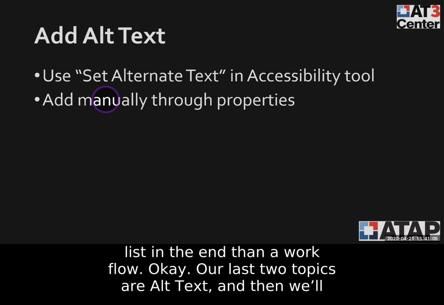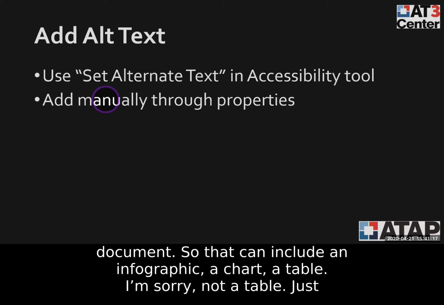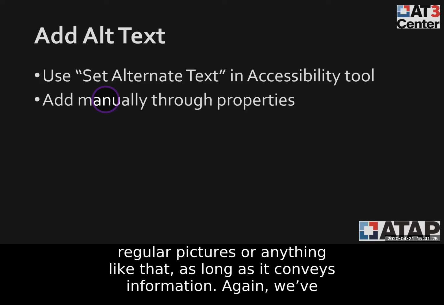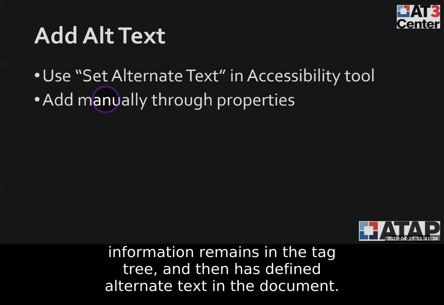Okay, our last 2 topics are alt text, and then we'll briefly cover links. So alt text needs to be added to any image that you have within your document. So that can include an infographic, a chart, just regular pictures or anything like that, as long as it conveys information. Again, we've already talked through our artifacts, so we want to make sure that anything that still needs information remains in the tag tree and then has defined alternate text in the document.